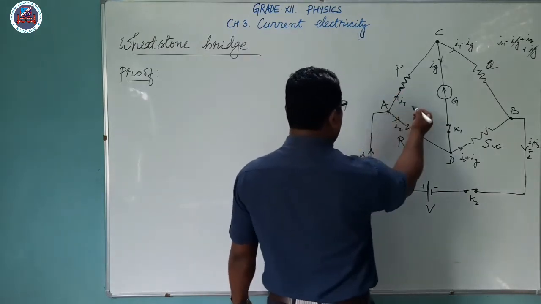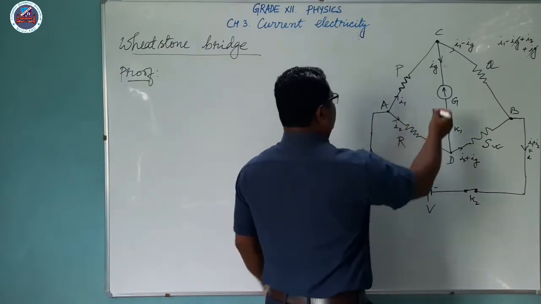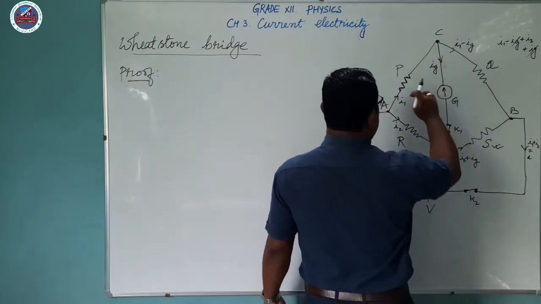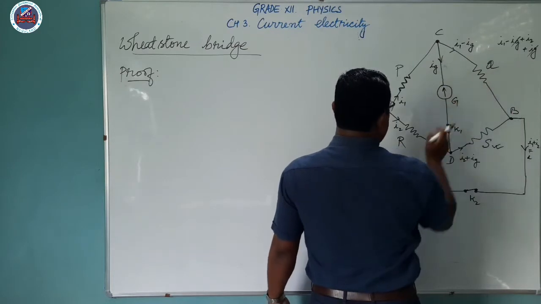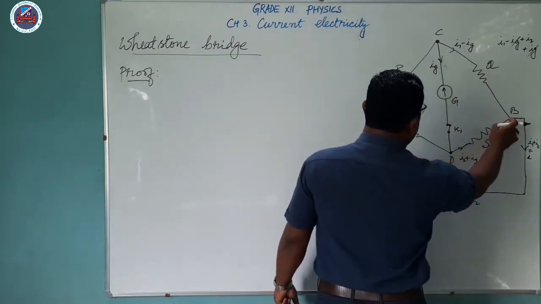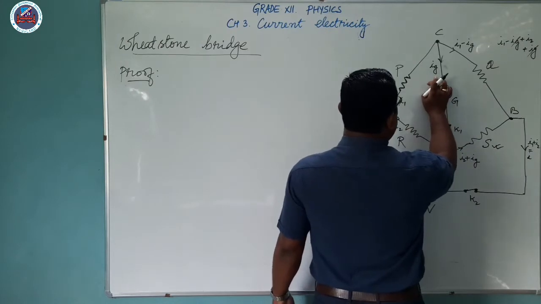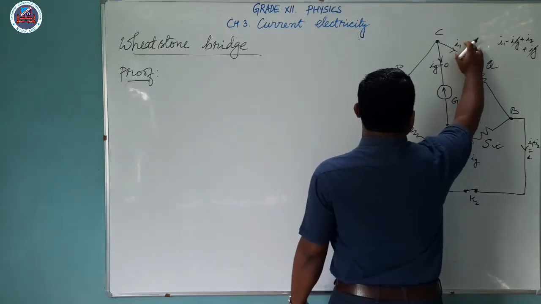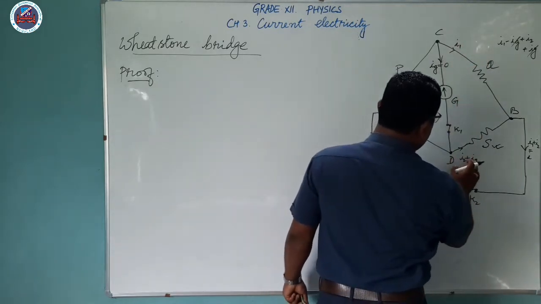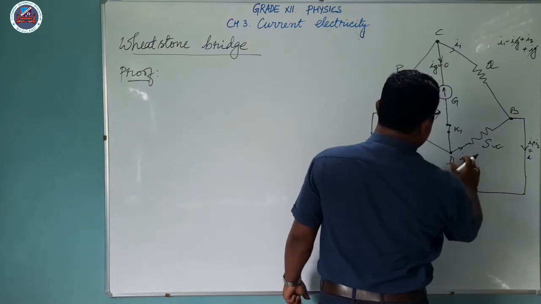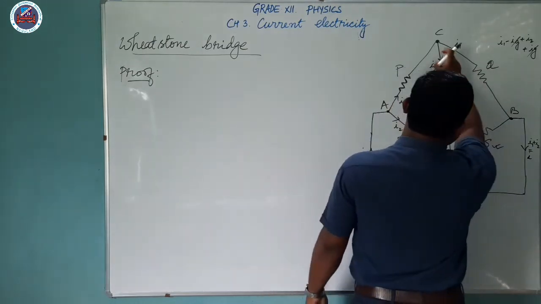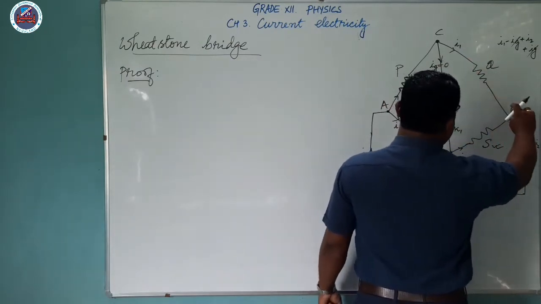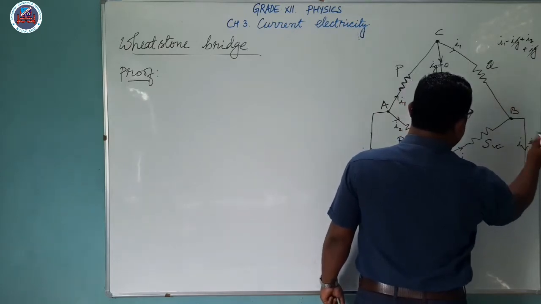After reaching this branch, it will get distributed as I1 and I2. When the bridge is balanced, at these 2 points the potential is the same, so the same current I1 will flow here and the same current I2 also will flow. In that case, Ig will be 0. So if I write this as 0, then this will become I1, and here the current will be I2. So it will flow through CB as I1 and DB as I2. And when they combine together, I1 plus I2, you will get I here.